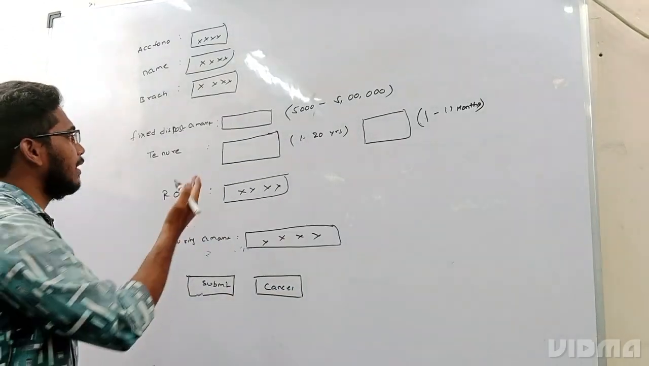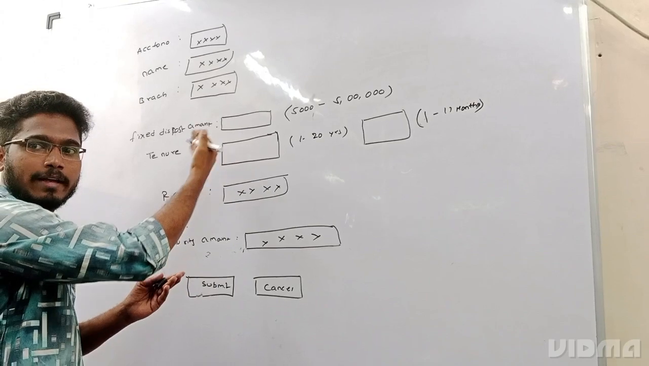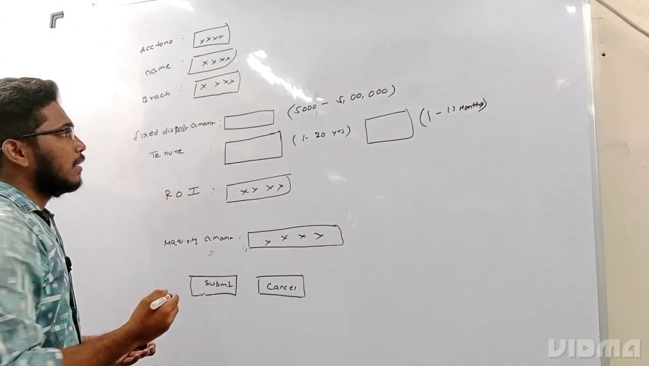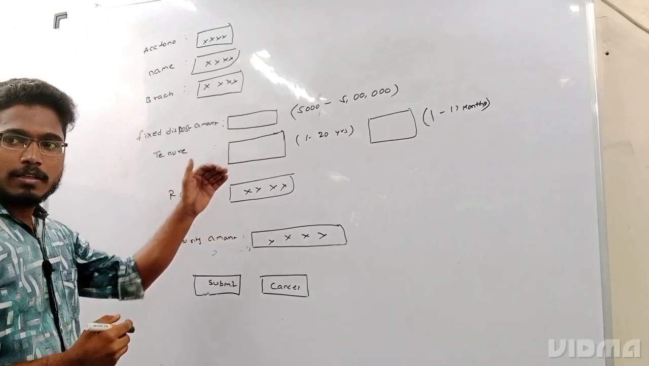Can you give me more clarity on this? Is this a list or is the data entered directly? Tenure is an edit field. Everything is an edit field, so it is not a list.